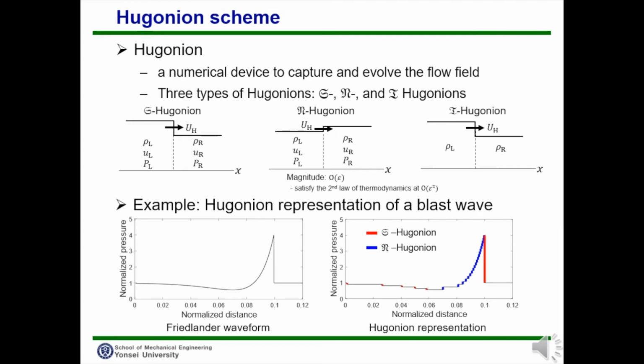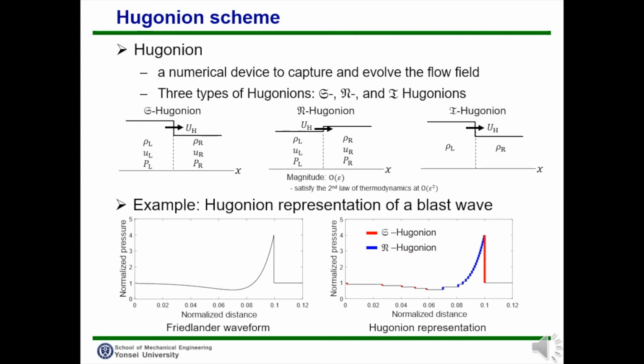Hugoniots represent the three solutions to the Rankine-Hugoniot relations, so there are three types of them: S, R, and T Hugoniots. They each represent compression shock, rarefaction shock, and a contact discontinuity. The R Hugoniot, or rarefaction shock, although mathematically legitimate, is a physically impossible solution due to the violation of the second law of thermodynamics. However, by limiting the magnitude of the rarefaction shock to order epsilon, the second law is then satisfied at order epsilon squared.